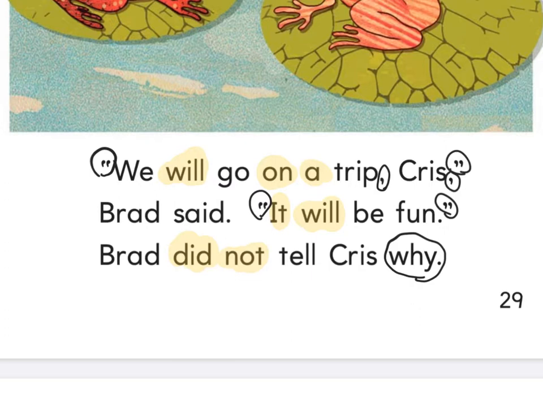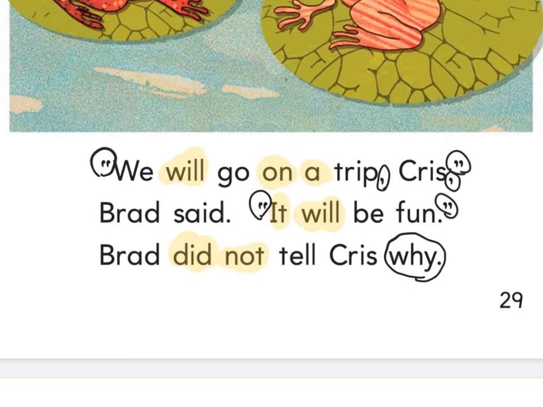Practice reading this to yourself several times. Press play when you're ready to read together. Okay, let's read together. Make sure when we see that comma that we pause, because I'm going to tell you why in a minute. All right, ready? Fingers ready. Looking for fingers under the word we. Fingers ready? Ready and read. We will go on a trip, Cris, Brad said.